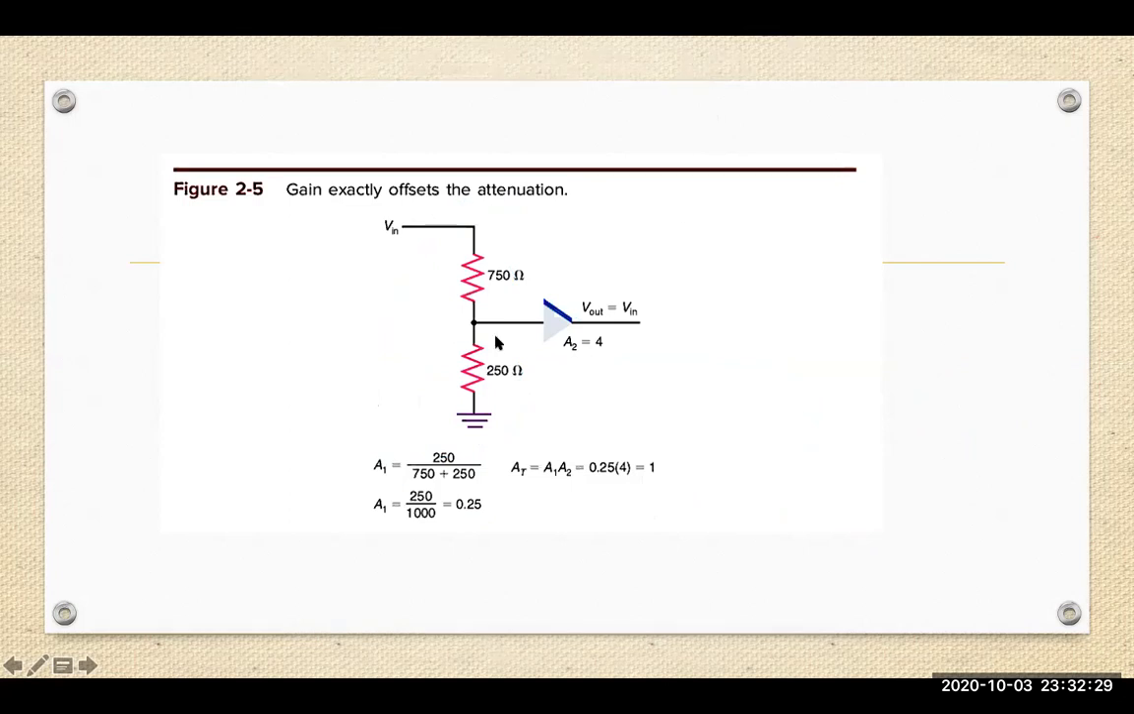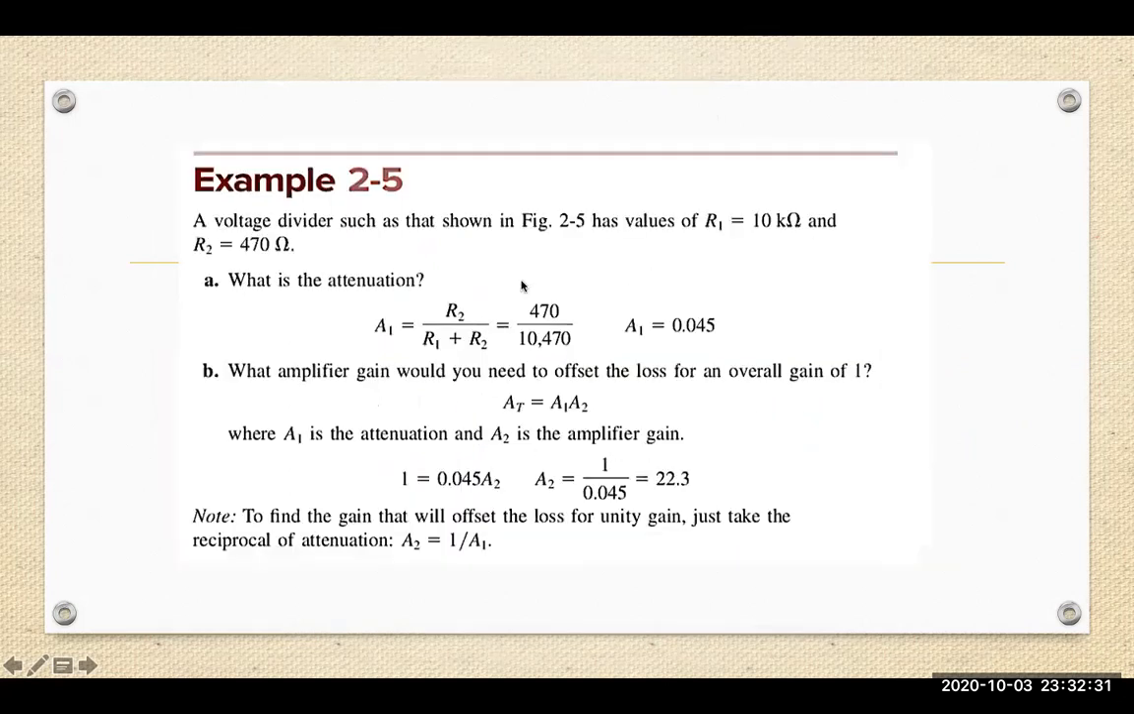So recall this circuit, because we are going to use that in this example. A voltage divider, as shown in the previous figure, has an R1 equal to 10 kilo ohms and R2 equal to 470 ohms. So what is the attenuation? And what amplifier gain would you need to offset the loss for an overall gain of 1?